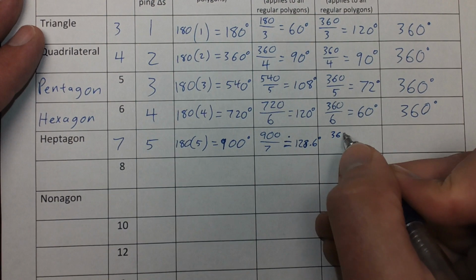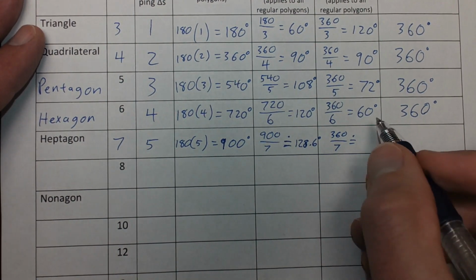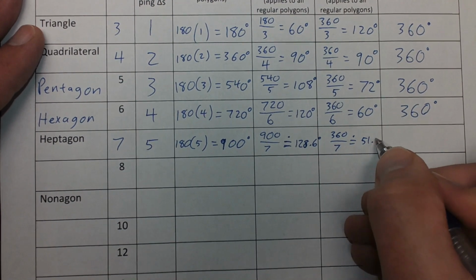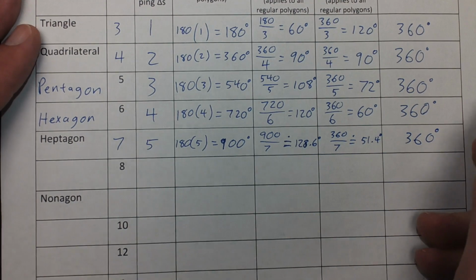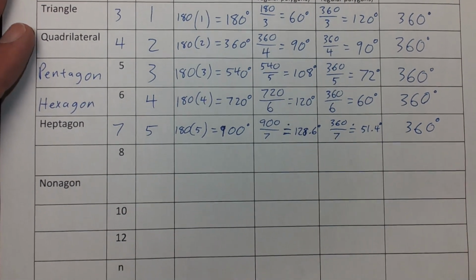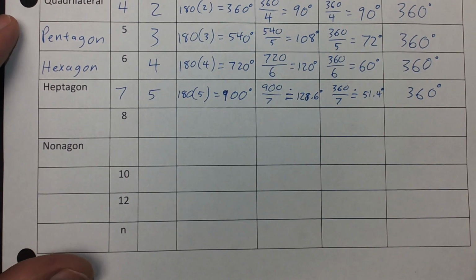So that would be 360 over 7. And again, this is approximate. That'd be about 51.4 degrees. But this last one is not approximate. It always adds up to exactly 360 degrees for the sum of the exterior angles.